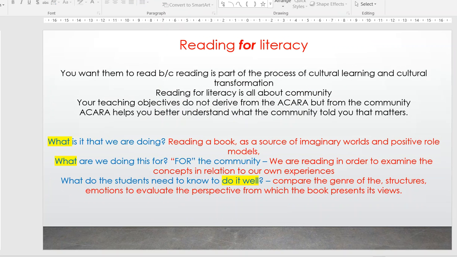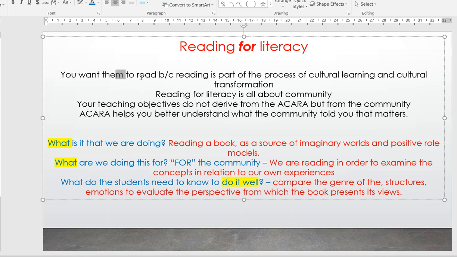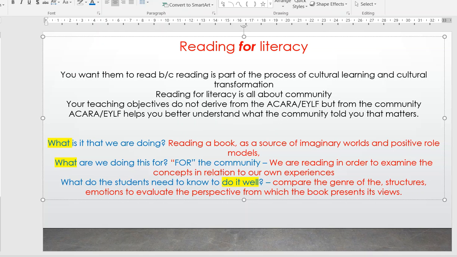So in the context of the early years learning framework or early primary teaching, the situation is exactly the same. Again, you want students to read because reading is, in the Western world, part of cultural learning and cultural transformation. Reading is about community. Depending on the age of the students, you will use either this or the other curriculum. So the curriculum helps you to better understand what the community told you that matters.